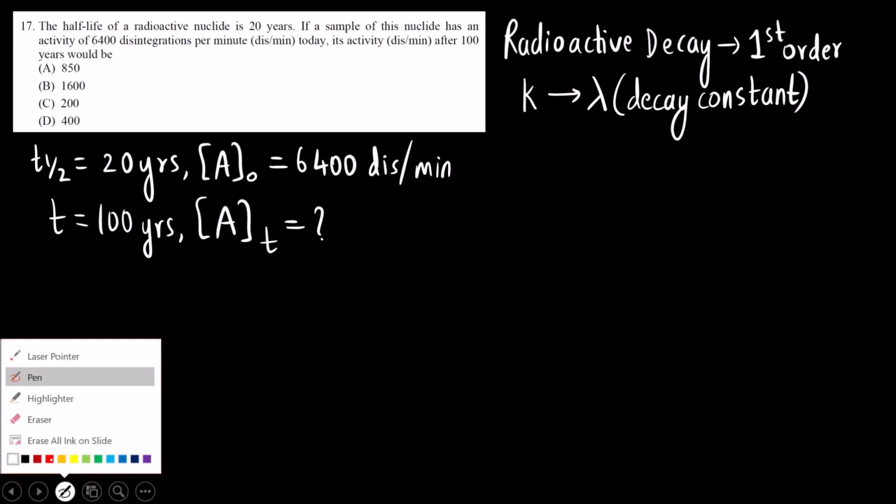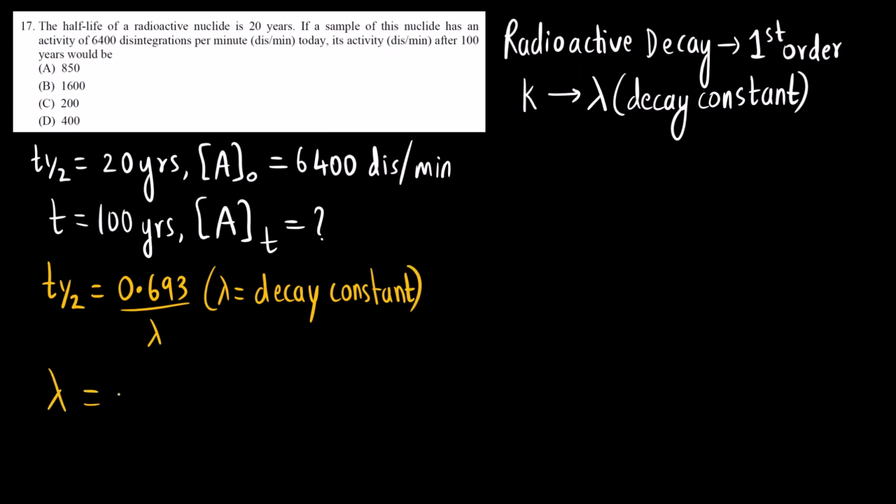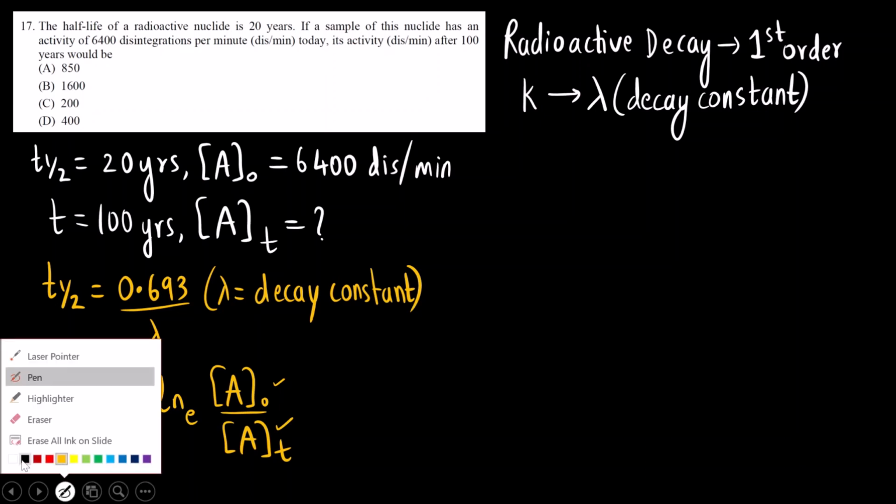So what are the formulas that we write for first order kinetics? First is for the half-life: T half is equal to 0.693 divided by, instead of K, now we write lambda. What is lambda? Lambda is the decay constant. Another formula: lambda is equal to 1 by T ln, natural logarithm base E, of A naught by AT. Lambda is the decay constant, T is time, A naught is the initial concentration of the reactant, here it will be the initial activity, and AT is the activity after time T.